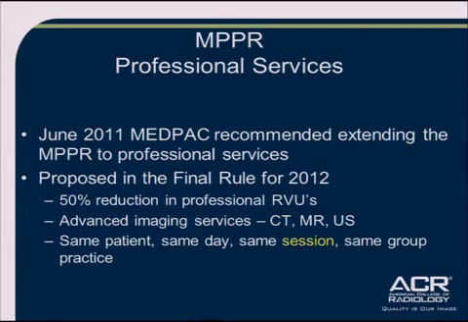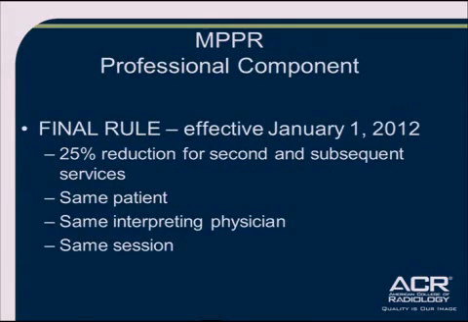There was a proposal in the final rule. We've heard about that now, where it was a 50% reduction for advanced imaging services for the same patient, the same day, the same session, and the same group practice. Fortunately, through a lot of hard work on the college's part and other people's part, the final rule was a little less stringent. It's a 25% reduction for second and subsequent services on the professional side for the same patient, the same interpreting physician, and the same session.